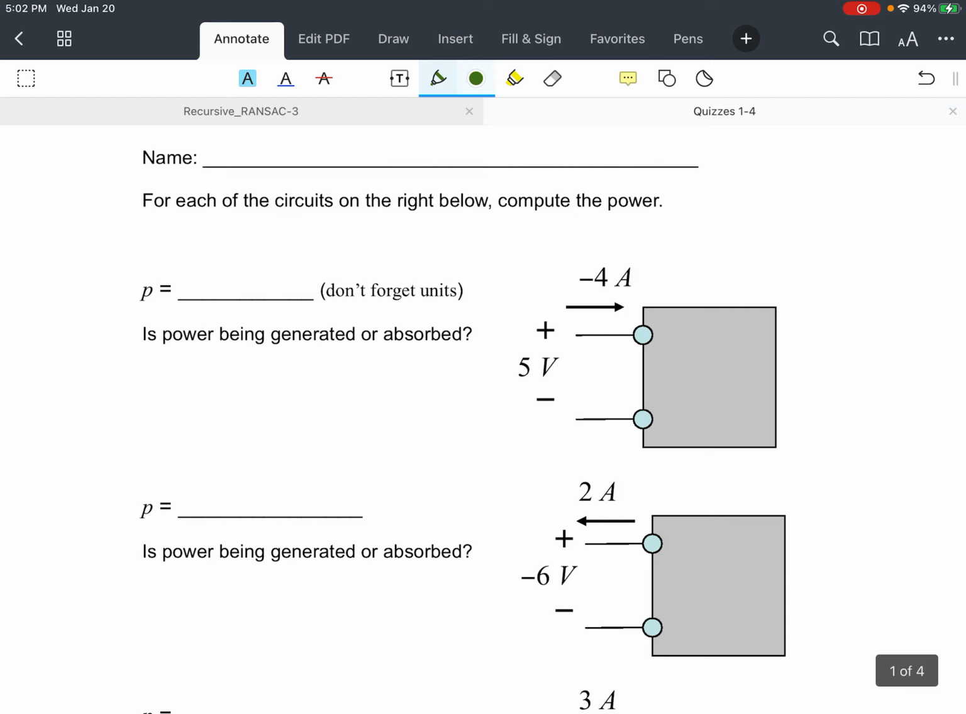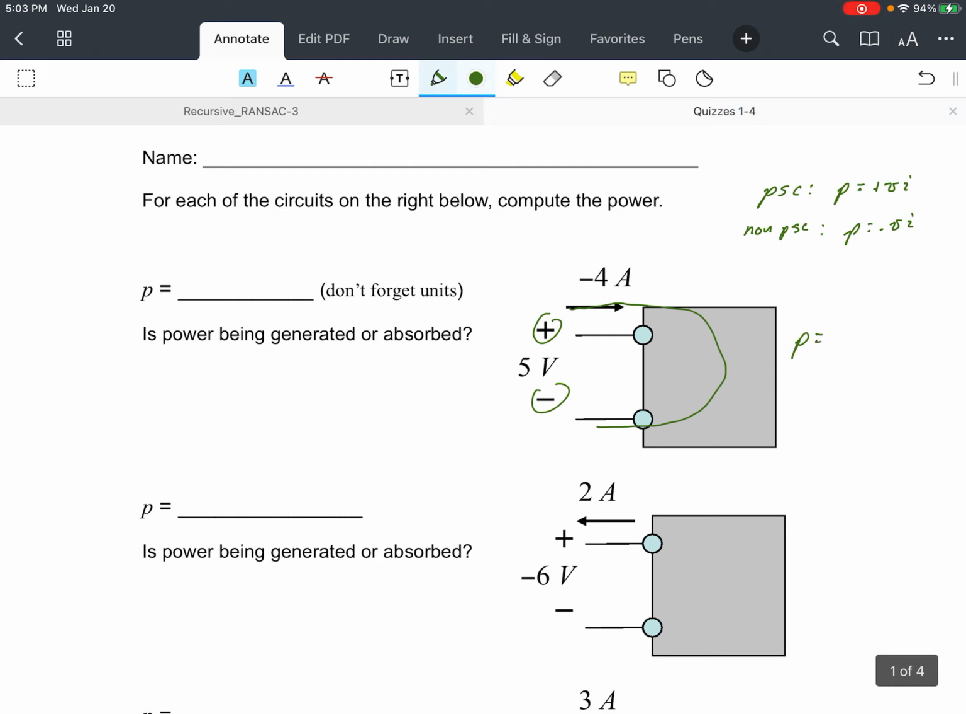And remember, if we have a passive sign convention, then the power is equal to positive VI. And if it's non-passive sign convention, then the power is equal to minus VI. Okay, so passive sign convention is when the current flows from the positive terminal to the negative terminal. So that's the case in this first drawing.